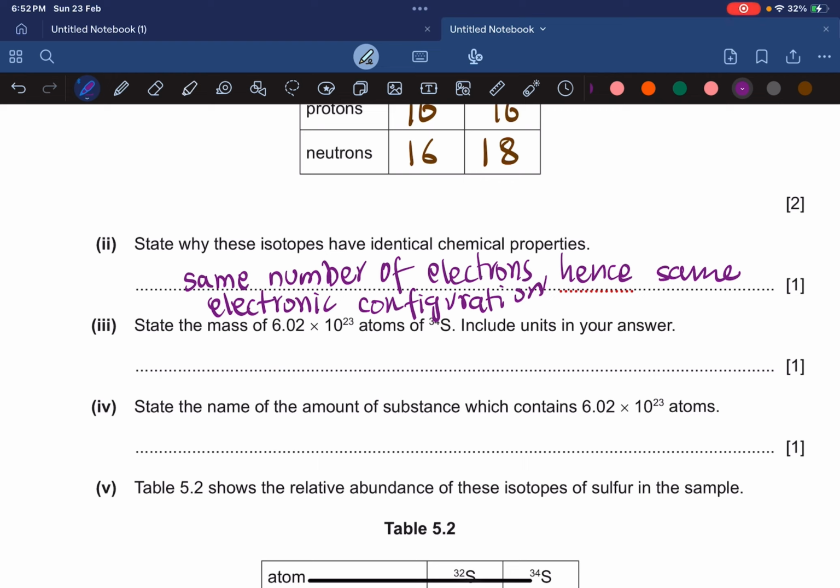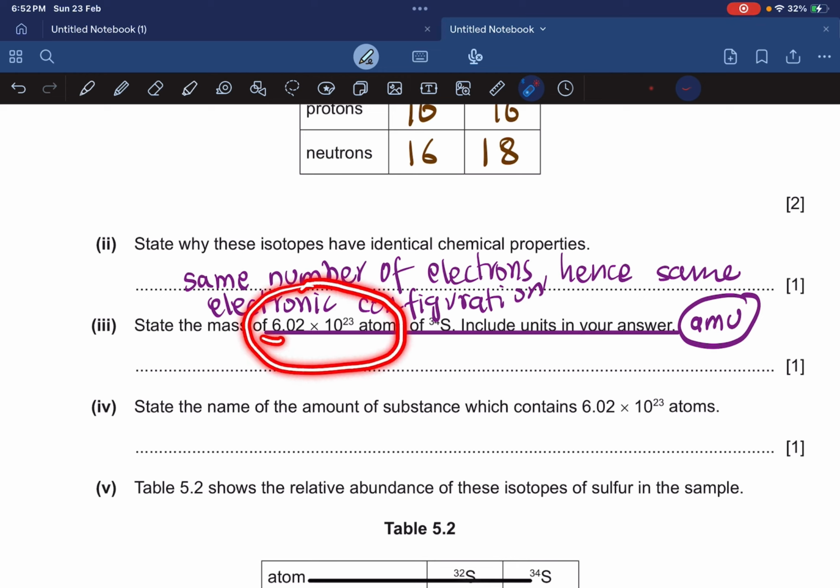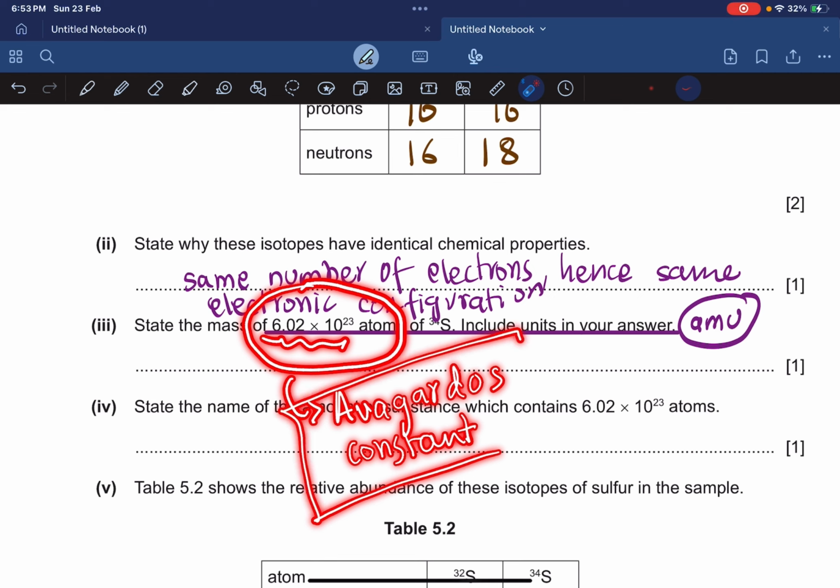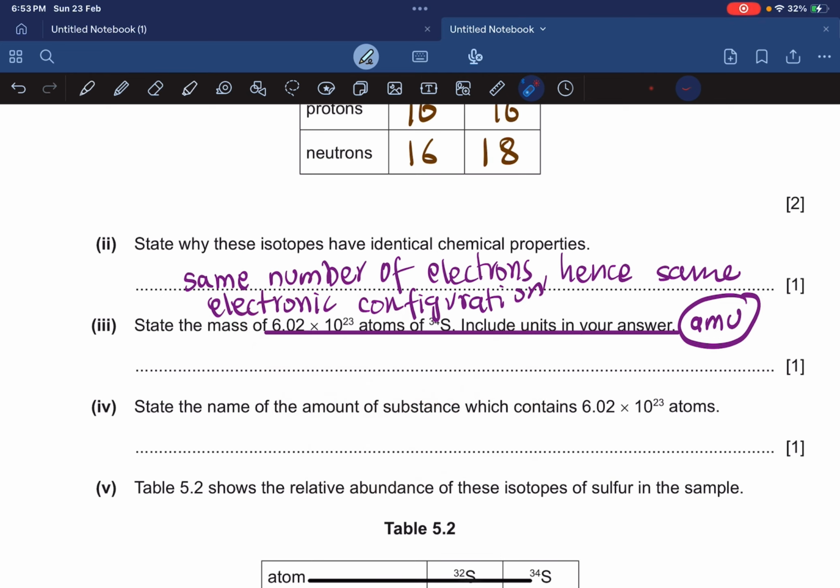Okay, state the mass of this many atoms of S34, include units in your answer. Okay, the mass is always in atomic mass units, so it's going to be AMU. Now, let me explain to you what's going on. These many atoms, what is this? This is Avogadro's constant. You guys remember from mole concept that this number is known as Avogadro's constant. And what is Avogadro's constant? It's basically the number of atoms in 1 mole of any substance. So basically they're asking the mass of 1 mole.